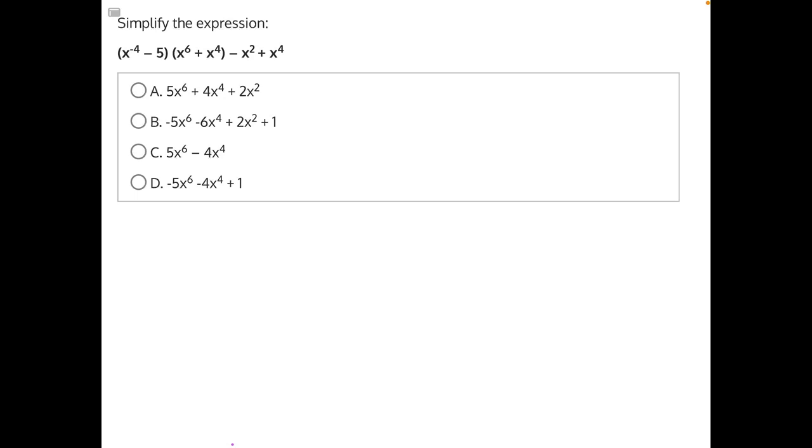To simplify the following expression, we need to start with our binomial multiplication here using the FOIL method. Starting with our first term, x to the negative 4 times x to the 6th. Remember, anytime we're multiplying two terms that have an exponent, as long as they have like bases, which they do, x and x, we are adding together their exponents, like so.